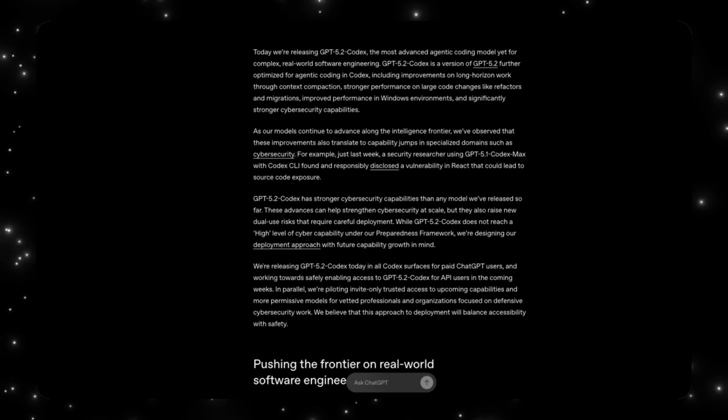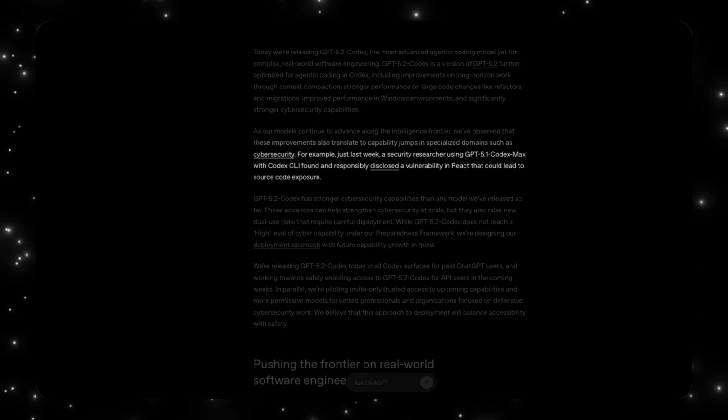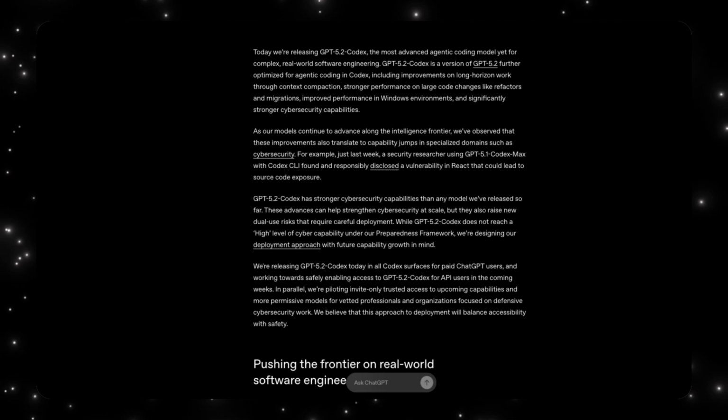That is something that shows OpenAI is shifting their strategy. They're trying to use GPT 5.2 Codex as an enterprise tool, geared towards real development teams, geared towards real enterprises that need to worry about cybersecurity. And this is supposed to be a model that has the best cybersecurity capabilities. To show this, they highlight an example where a security researcher using GPT 5.1 Codex Max with Codex CLI found and responsibly disclosed a vulnerability in React that could lead to source code exposure. So now GPT 5.2 Codex has stronger cybersecurity capabilities than any of the models they've released in the past. And this helps enterprises feel more secure and adopt GPT 5.2 Codex.